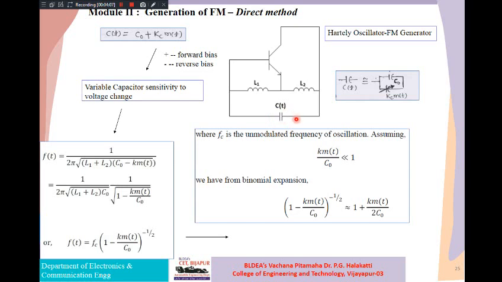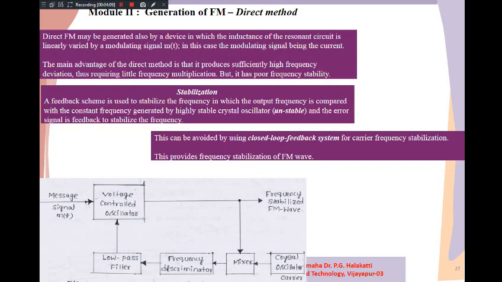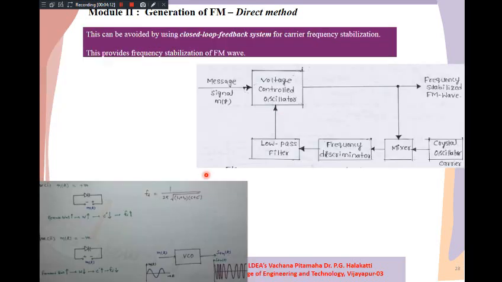Because of reverse bias, with this small diagram I have shown here the capacitance or varactor diode, just to help you understand. When m of t is negative, because m of t is a message signal which has both positive and negative half cycles, during the negative half cycle you can see the value.